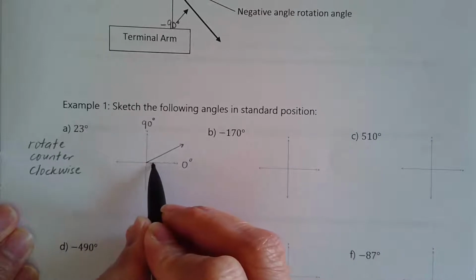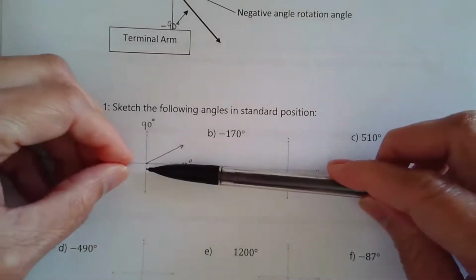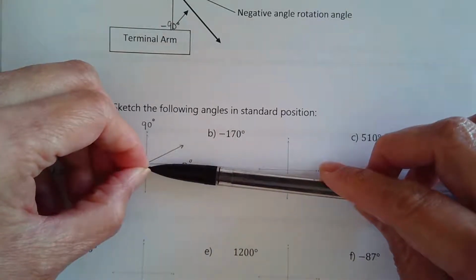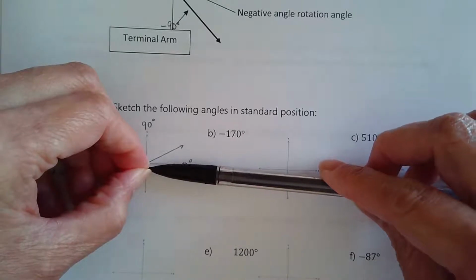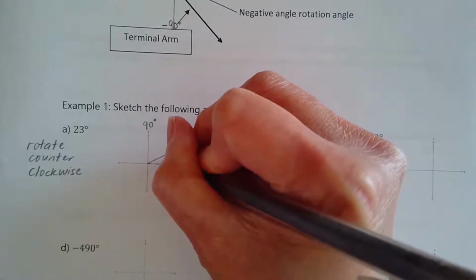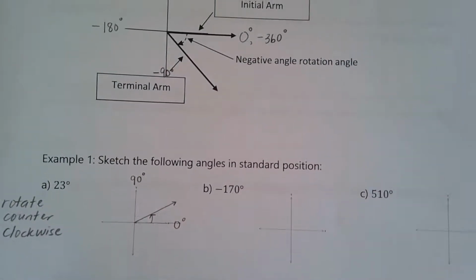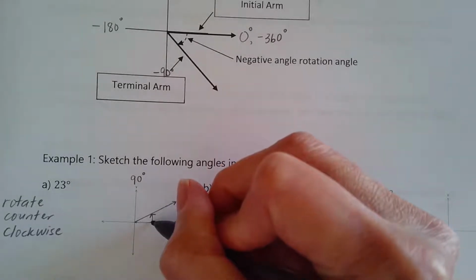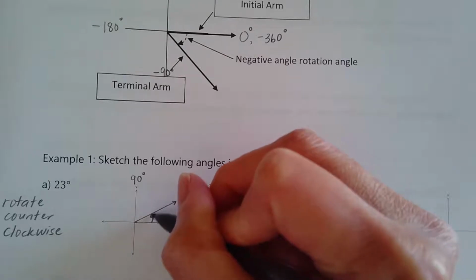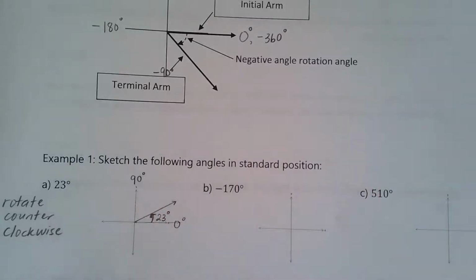So this is the initial arm where the vertex starts at 0, 0 at the origin, and it's along the x-axis, and it's going to rotate this way. So to show that I'm going to rotate it counterclockwise, I just go like that. Okay, so it's going to rotate from the initial arm, stopping at the terminal arm, and it's 23 degrees counterclockwise. Okay, so that's that piece.